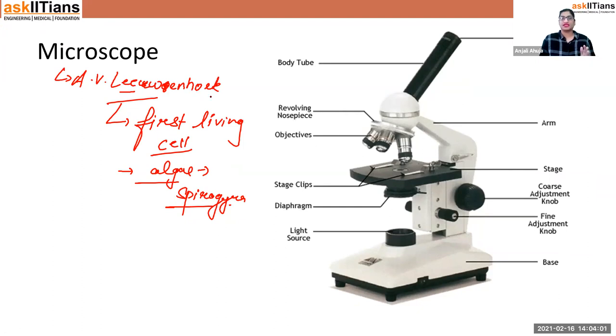Okay, so the first living cell was an algae named Spirogyra. He discovered it. Now we have to understand about the microscope first. Basically, a microscope is one which has a lens in it. Once we see under the microscope, we see miniature creatures. Now my point is that, guys, there are different types of microscopes.